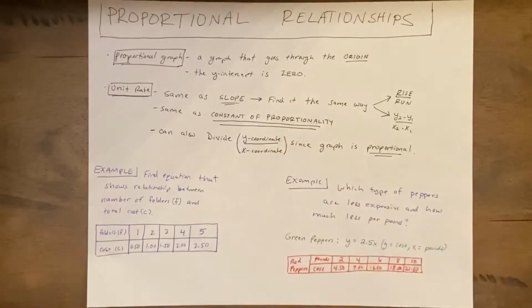So we talk about slope-intercept form. We say y equals mx plus b, with b being our y-intercept. So in this case, we're just going to have y equals mx, since b is 0.